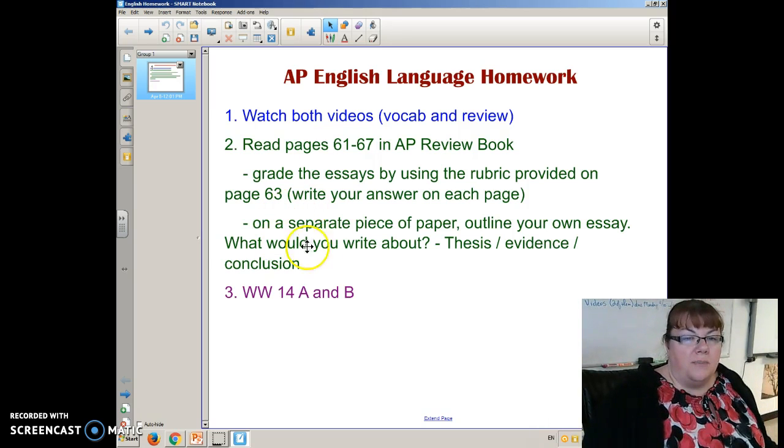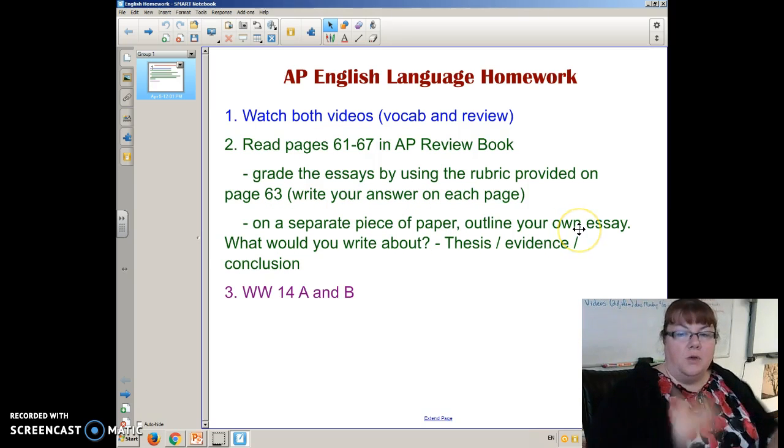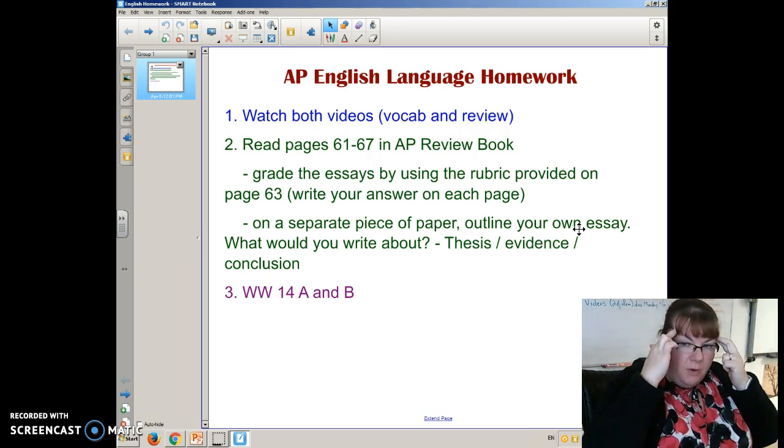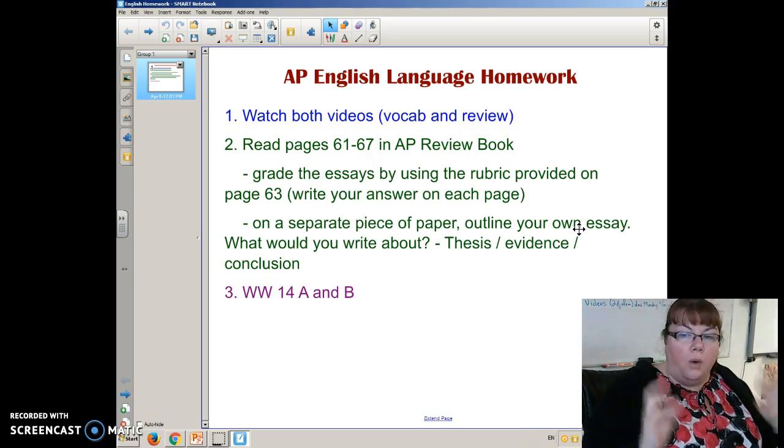Then I want you on a separate piece of paper, which I'm going to collect, to outline your own essay. If you were to write this essay, what would you write about? What topic would you use? What thesis would you use? What evidence applies here? You are not supposed to go and do research. This is not a research essay. This is off the top of your head. Where can you go? What can you do?